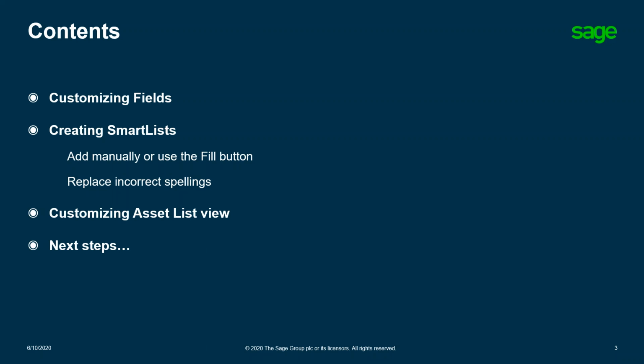And then the last thing we'll go over is how to customize your asset list view and add fields that are available there. And I'll do a quick wrap up with questions and next steps once we go through those subjects.